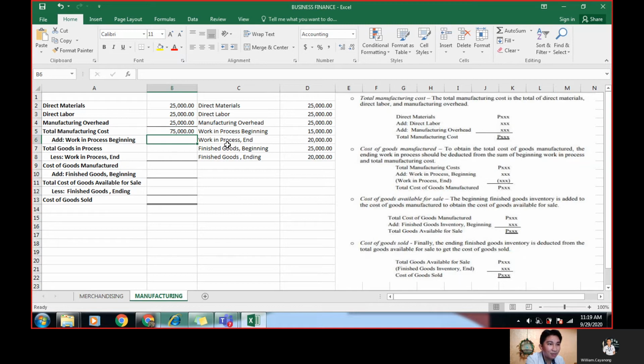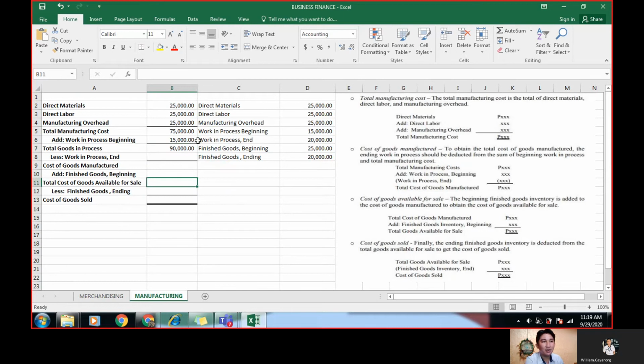So, here in the data, the work in process beginning is 15,000 pesos. So, if we are going to add the total manufacturing cost and the total cost of a work in process beginning, mag-auto sum pa din tayo, you could get the total goods put into process. So, itong hindi na kompleto last year plus gagawa tayo ng bago ngayon. So, total goods that was put into process this year is 90,000.